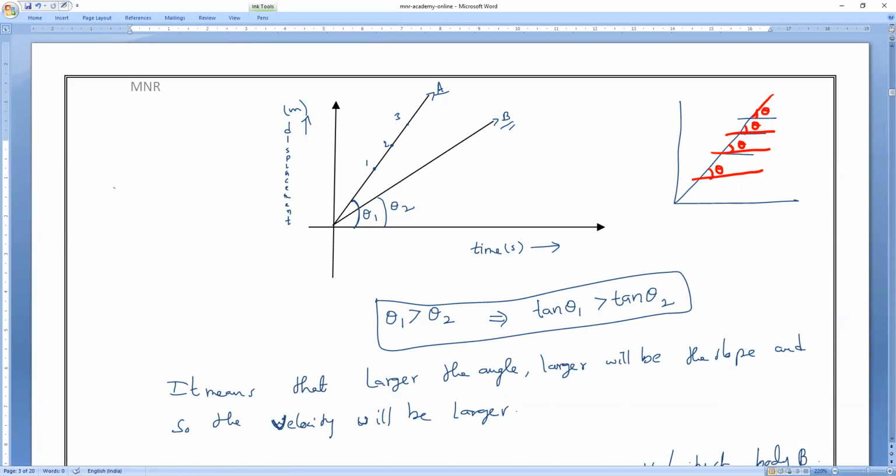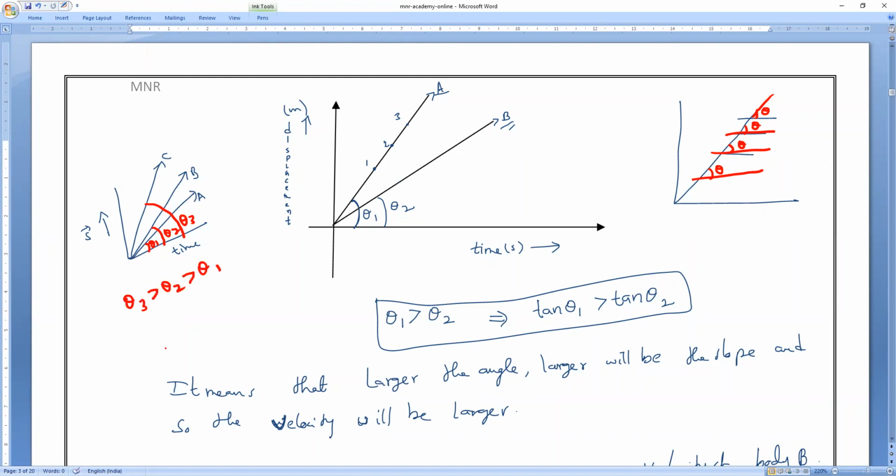So for example, once again, for your purpose, I am explaining. Be very careful. This is the time axis and this is the distance or displacement axis. Now I will take three different bodies: body A, body B, and body C. Can you tell me, Sanjay, whose slope is greater? A, B, or C? I'll take body A as theta 1, body B as theta 2, and body C as theta 3. Now tell me, who is greater? Theta 3 is greater than theta 2, which is greater than theta 1.